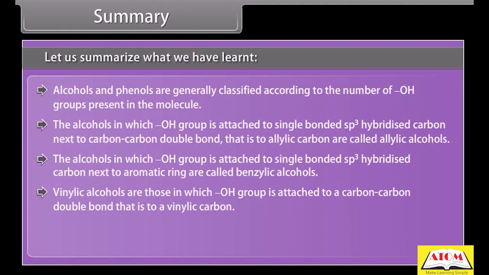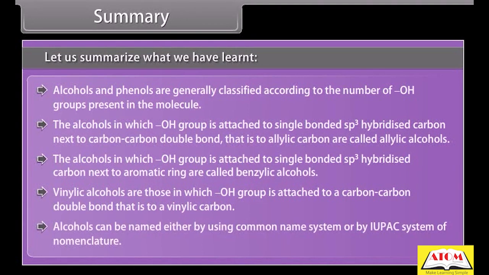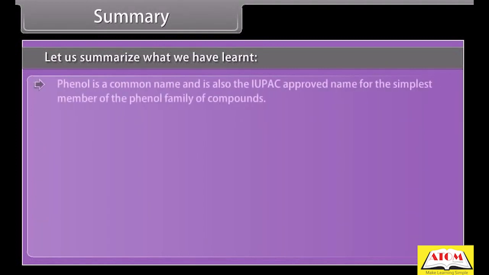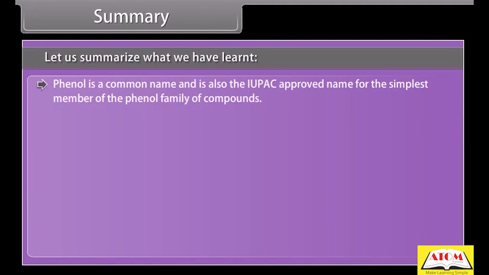Alcohols can be named either by using the common name system or by the IUPAC system of nomenclature. Phenol is a common name and is also the IUPAC approved name for the simplest member of the phenol family of compounds. According to the IUPAC system, ethers are named as alkoxyalkanes.